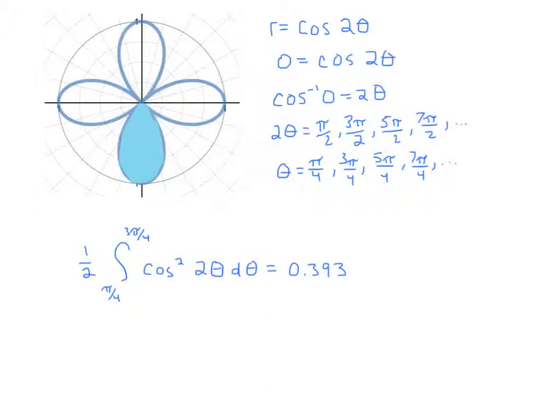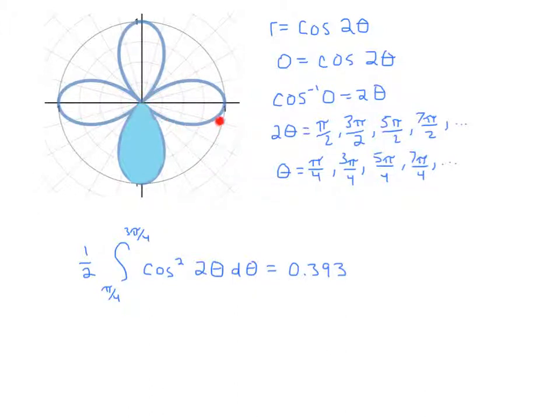leaf you're looking at, so I just took the first two, and if you want to graph it on your calculator, you can change the window settings so that your min theta is pi over 4 and your maximum theta is 3 pi over 4, and that'll show you that you get this leaf. If you go 3 pi over 4 to 5 pi over 4, you get this one. 5 pi over 4 to 7 pi over 4 gives you that one.